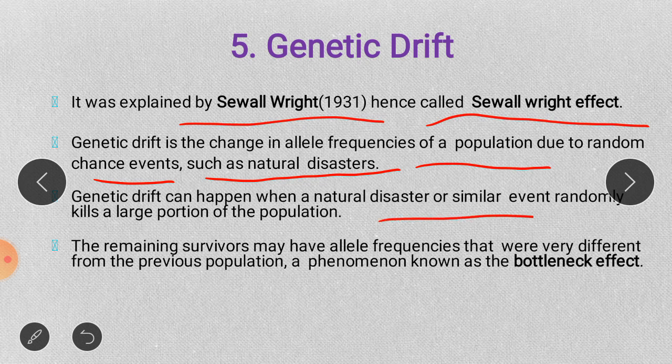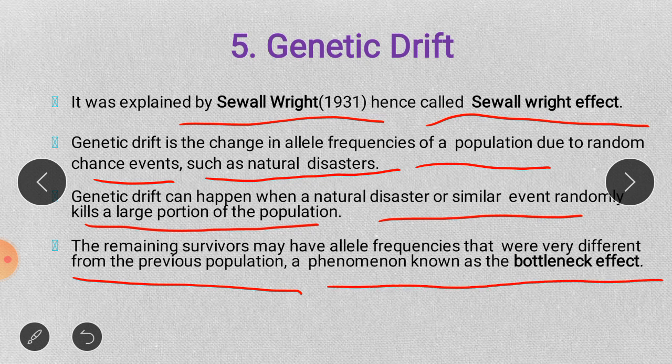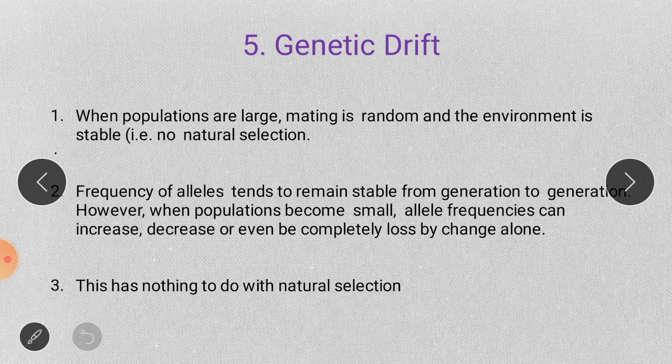So a natural disaster or similar event randomly kills a large portion of the population, and therefore you will have a change in the allelic frequency. The remaining survivors may have allelic frequencies that are very different from the previous population, and that phenomenon is known as the bottleneck effect. So after an event, whatever population survives is called the bottleneck effect.